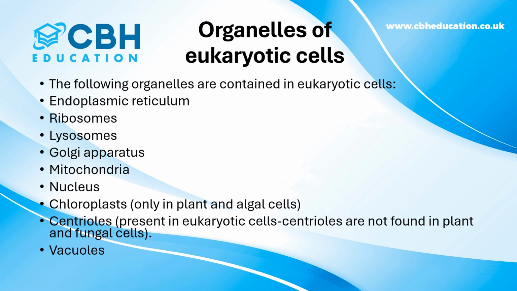So organelles of the eukaryotic cells include the endoplasmic reticulum, ribosomes, lysosomes, Golgi apparatus, mitochondria, the nucleus, chloroplasts, which are only found in plant and algae cells, and centrioles present in eukaryotic cells. Centrioles are not found in plant and fungal cells, and then you've got vacuoles, which are only found in plant cells as well.